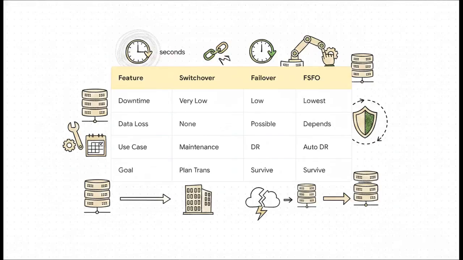Now shifting to the impact metrics. Check out the clock icons for downtime. Switchover is very low, usually just seconds, because it's a controlled swap.